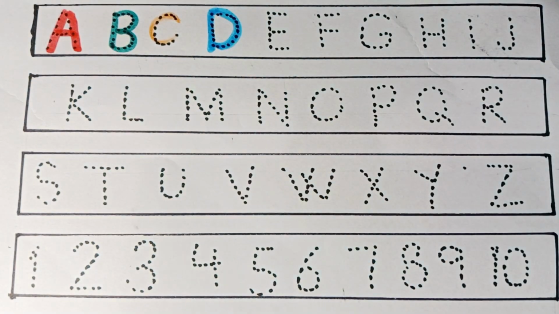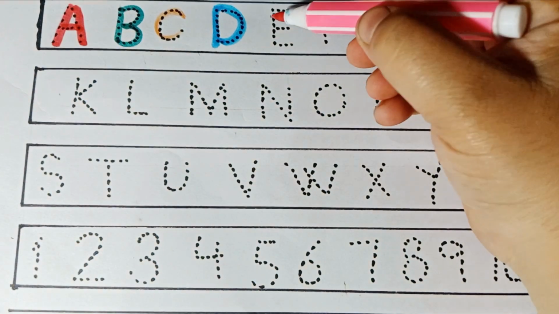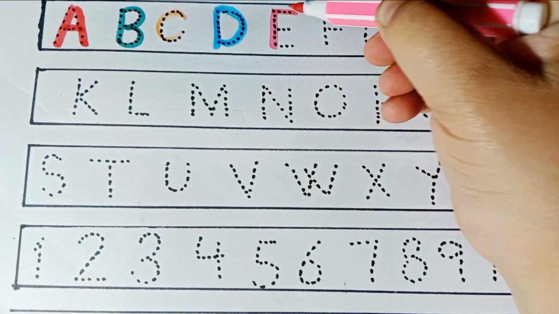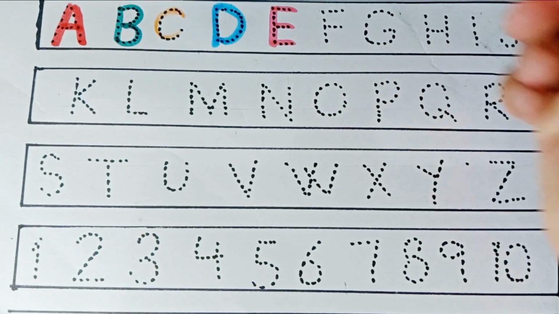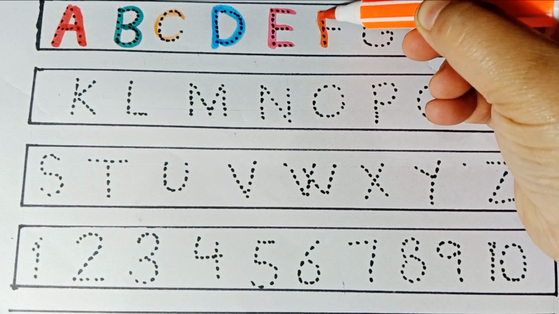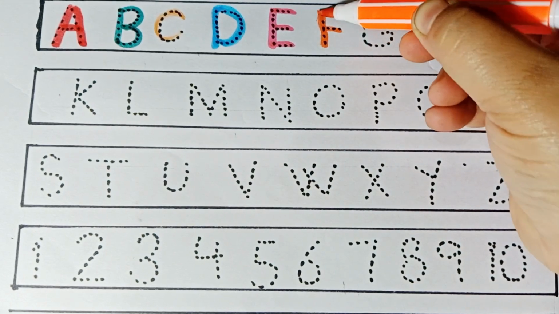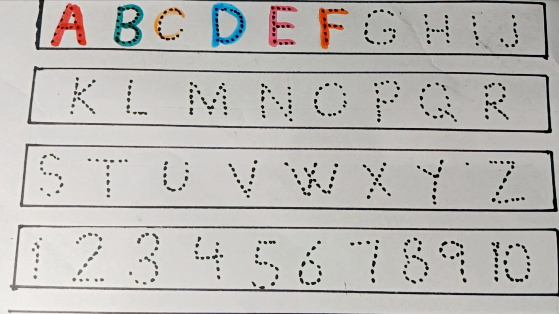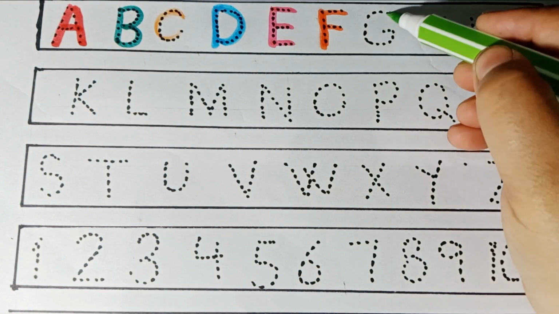D for duck, pink color. E for elephant, orange color. F for frog, light green color.